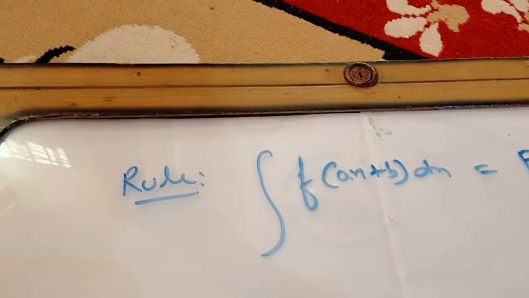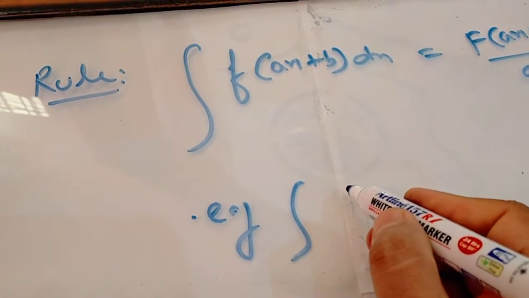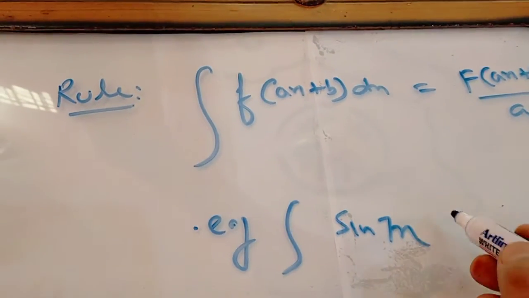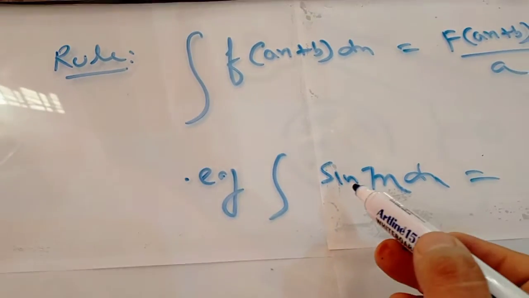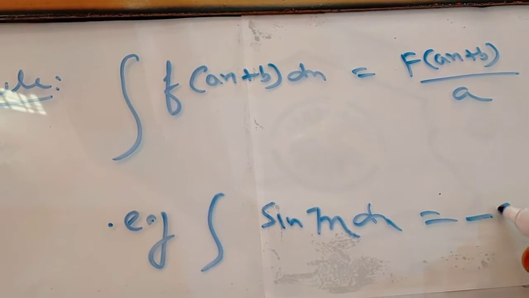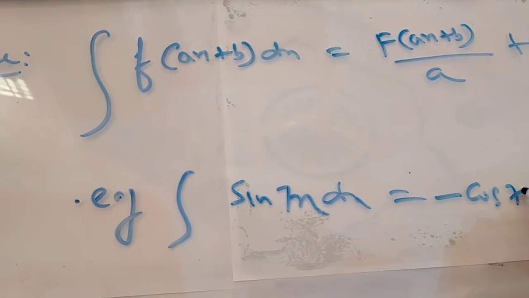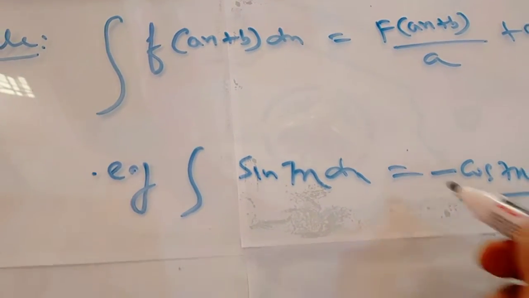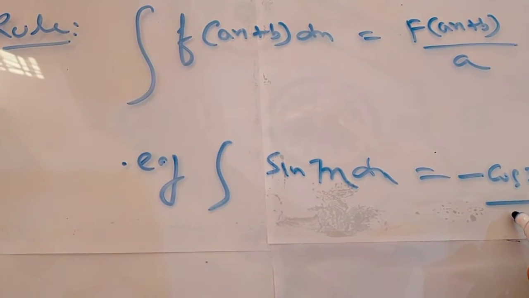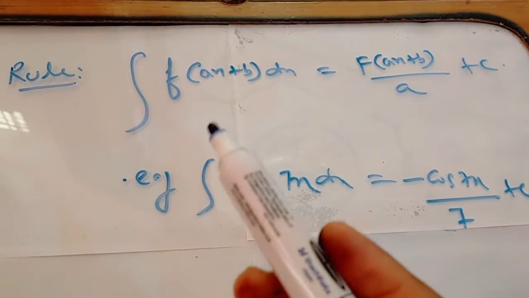For example, suppose you have to find the integration of sin 7x. Suppose this is the question. So you know integration of sin is what? Integration of sin is minus cos x. So minus cos of x, in place of x we have 7x. So that we have to write over here, and upon we have to write the number which is multiplied in front of x, that is the coefficient of x, that is 7, plus c. So this is the implementation of this formula.